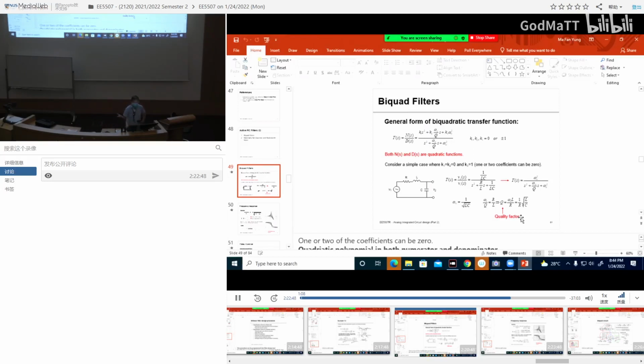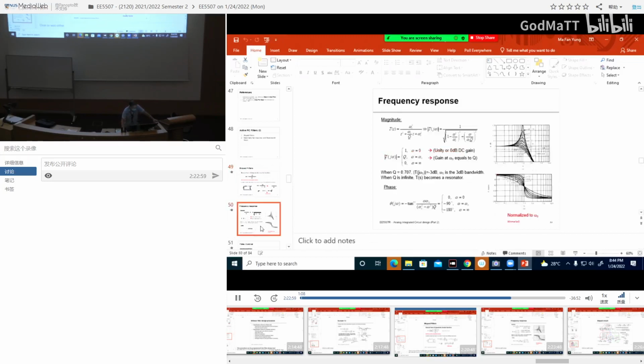And we mentioned that a high Q inductor is hard to implement on a chip. So the inductor on a chip is low Q, which means the energy storage is not very good, not very high. Now, once again, this is a transfer function of a simplified biquad.